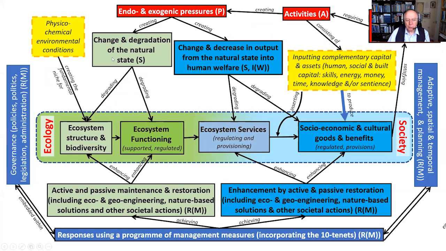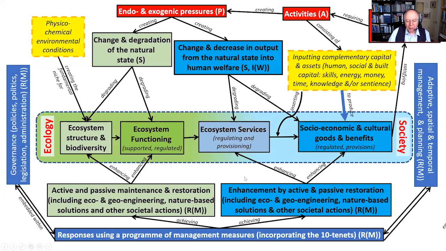They lead to pressures, which is change and degradation of the natural state and change and degradation of the human state in the system. And if we keep putting in those pressures, we will affect this underlying central spine here that goes from the ecology through ecosystem structure and biodiversity, through ecosystem functioning, to ecosystem services, to societal goods and benefits. And in a lot of papers, you'll see that this change stops at ecosystem services, but for a while now, we've been splitting ecosystem services from societal goods and benefits. You have to put something into the system to get these benefits out.